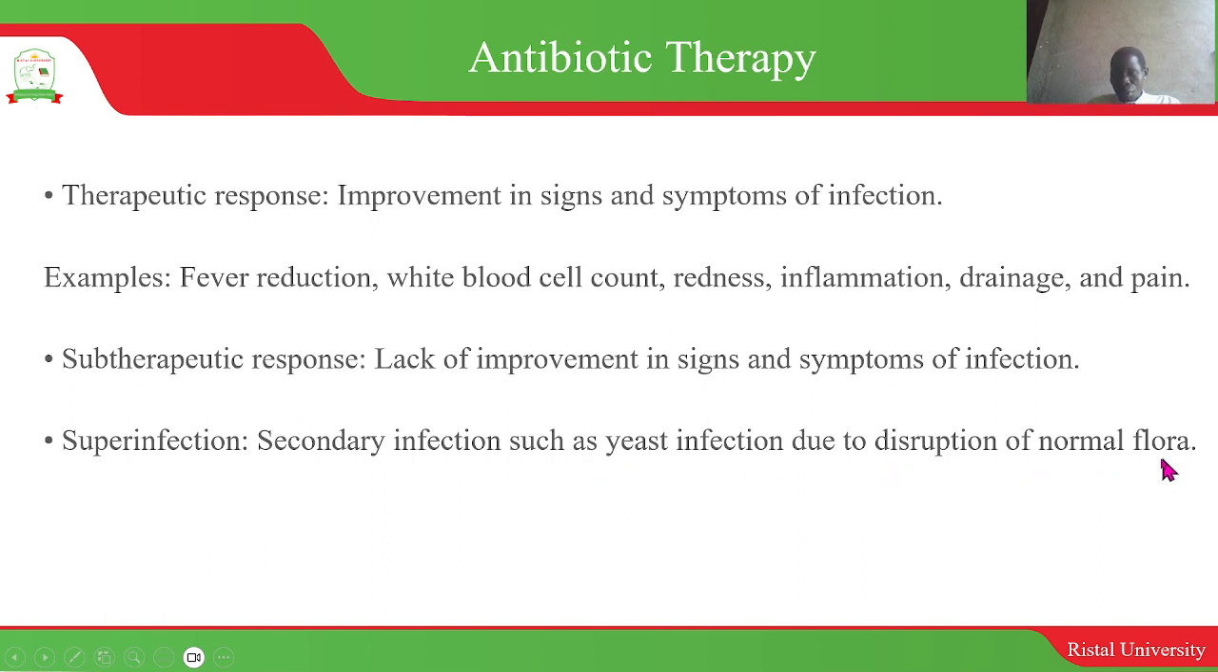So sometimes what happens is that when the normal flora are disrupted, it predisposes the individual to infection by other secondary infections. The normal flora refers to those bacteria that normally reside as part of our normal body systems. For example, we have bacteria that reside in the gut, and if we give someone extended spectrum antibiotics, sometimes it ends up altering the normal flora, and this perhaps also causes infection and colonization by other secondary infections like the yeast.